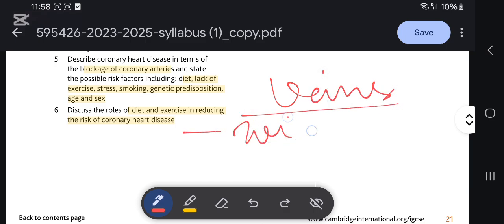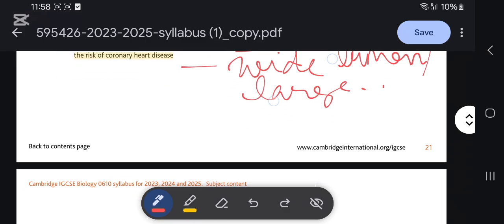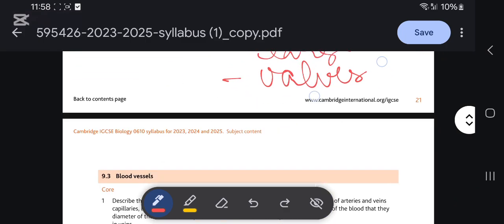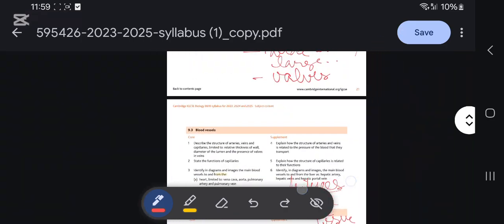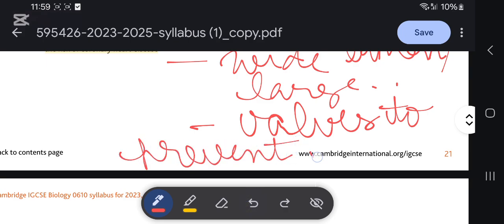They have a wide lumen first. Wide lumen so that there is less resistance to blood flow and it can carry a large volume of blood. You can also say large lumen. Then you should know that they have valves. They have a thinner muscular wall compared to arteries. They have valves to prevent backflow of blood, because the blood flows much slower in the veins than in the arteries, so it can flow backwards. So to prevent backflow, they have valves, and a large lumen to carry a large volume of blood and reduce resistance to the blood flow.